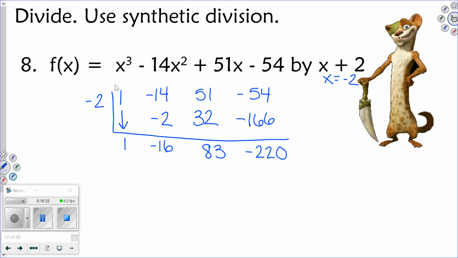All right. Am I done? I'm really close, though, right? Yeah, I'm really close. This was x cubed, which means this one's going to be x squared, minus 16x plus 83. Again, I should have something for a constant, plus my remainder over x plus 2.